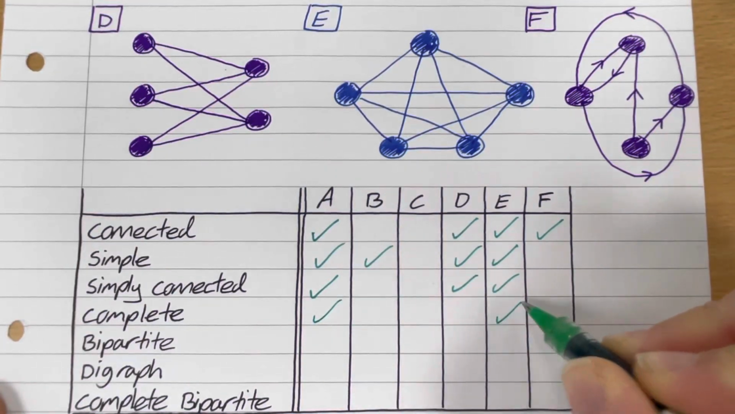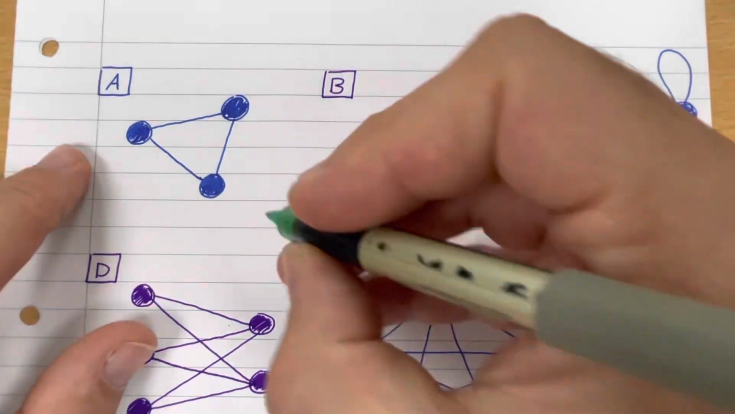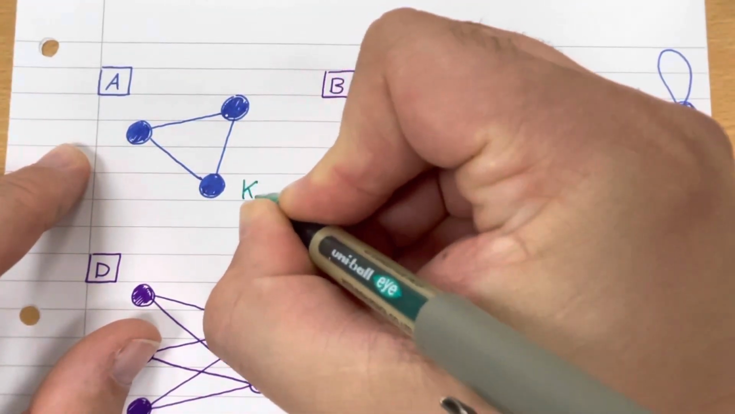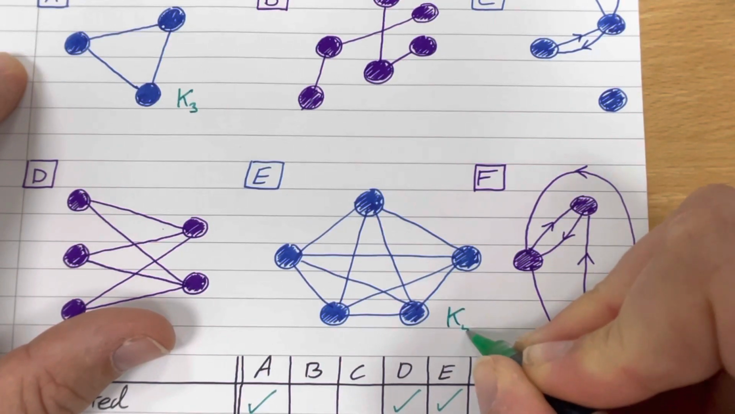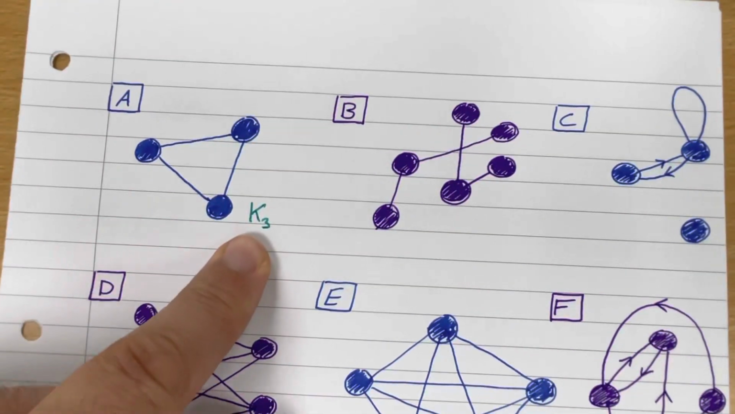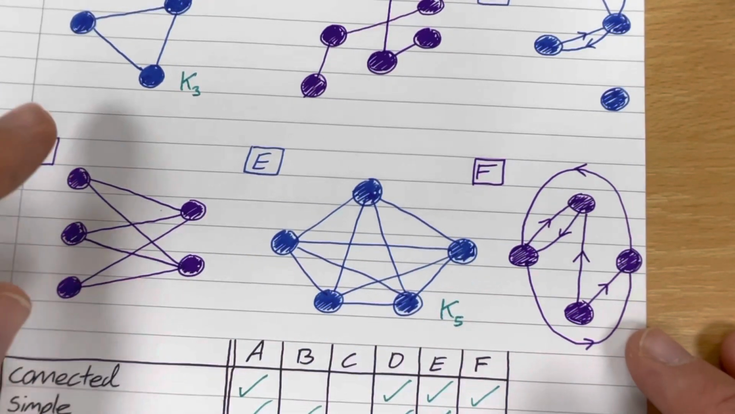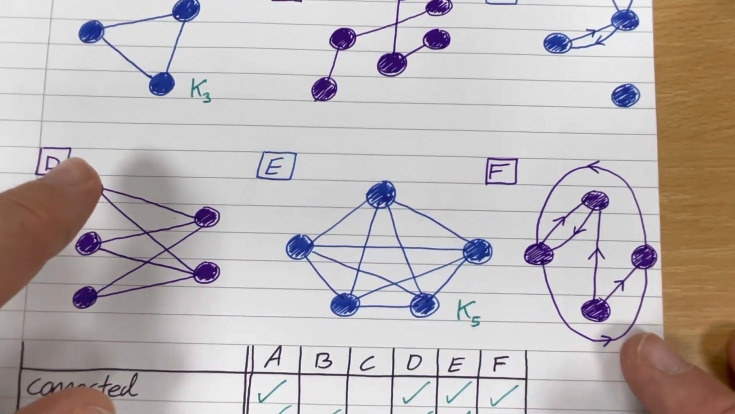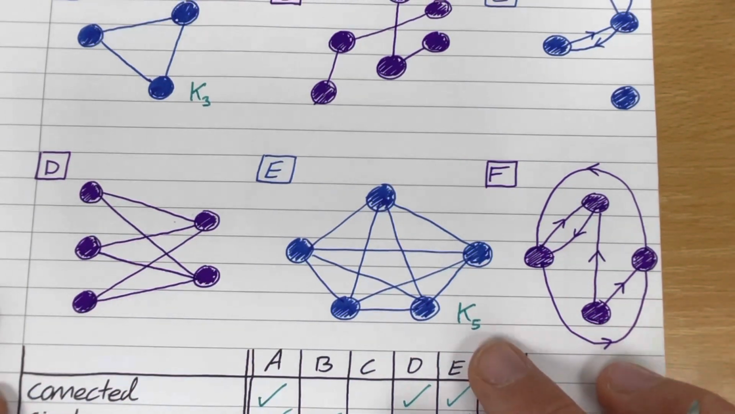A and E, and these have special notations. We refer to this as K3, and we refer to this as K5. Okay, so this is complete graph 3 and complete graph 5. And in a minute, we're going to have a look at how many arcs each of those would have, and then in general.